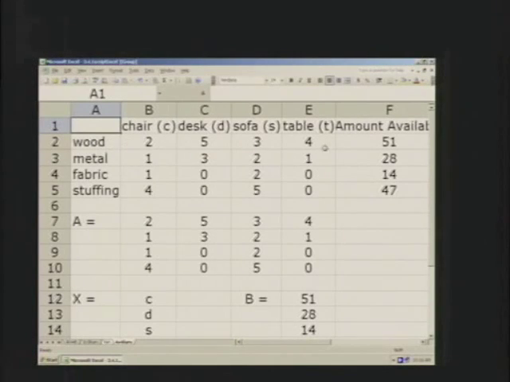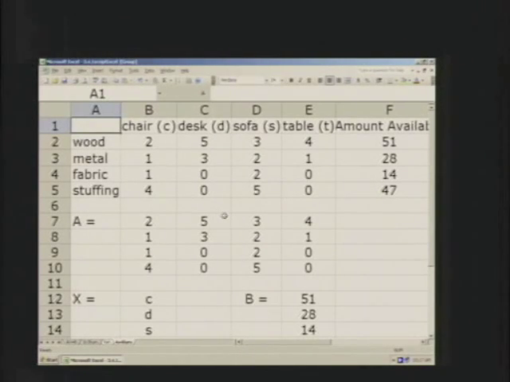Our first row in this table would give us an equation: 2 units of wood times C, the total number of chairs produced, plus 5 units of wood times D, the number of desks produced, plus 3 units of wood times S, the number of sofas produced, plus 4 units of wood times T for the number of tables produced, and altogether that will give us a total of 51 available units of wood. The second row for metal would give us the second equation. The third row for fabric gives us the third equation, and the fourth row for stuffing would give us the equation for the stuffing: 4C plus no D plus 5S plus no T equals 47.